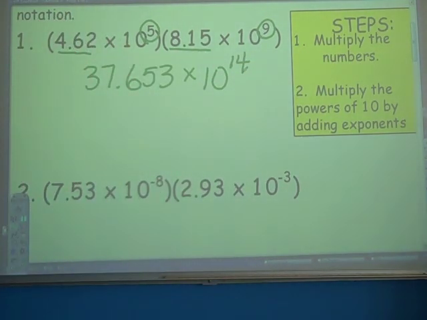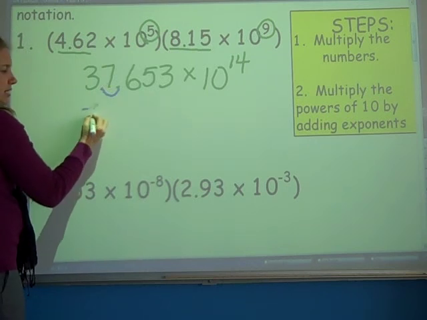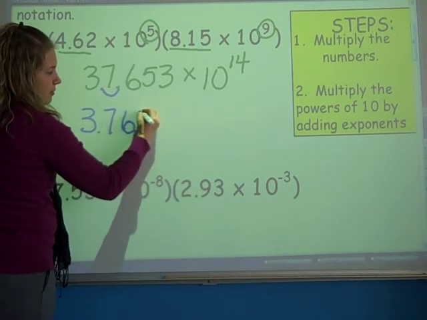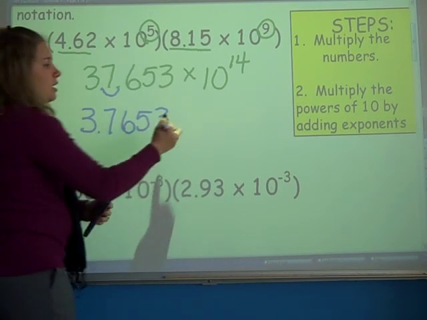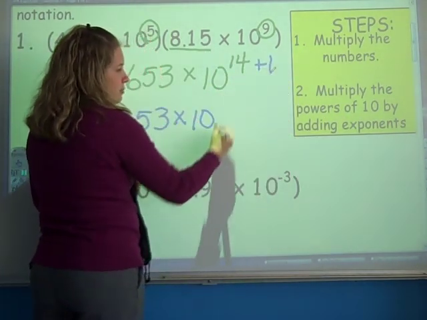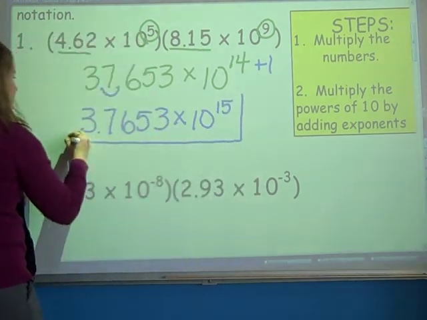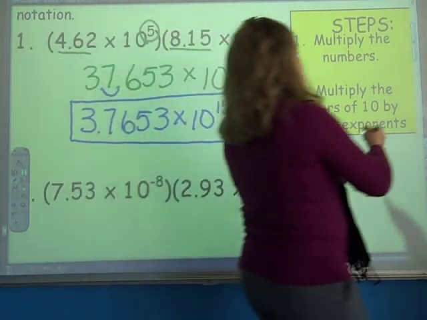You're almost done, except the problem said to put the answer in scientific notation. It says in the directions to make it in scientific notation. So what you have to do is move the decimal over one, because the decimal must be after the first number in scientific notation. This number needs to be between 1 and 10 times 10, and if you moved this decimal 1, you need to add 1 here. 14 plus 1 is 15. And that's our answer. Let's try one very similar with negative exponents now.